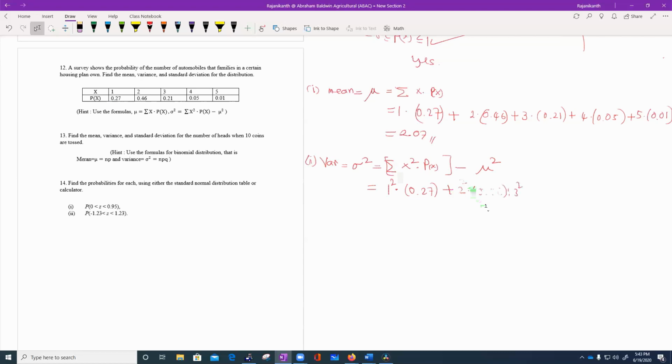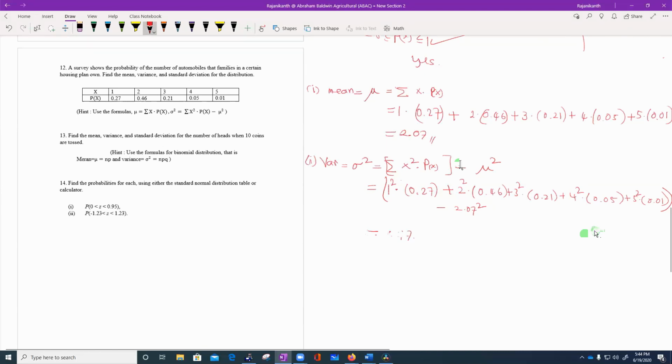And the next one, 3 squared times 0.21, plus 4 squared times 0.05, and the last one, 5 squared times 0.01. These all will give you just the summation, right? But you need to subtract the mu squared. Now the mu answer we got for the previous part is 2.07, but you need to put the square. Now take your calculator and type all this in, and if you do it correctly you should get 0.77.